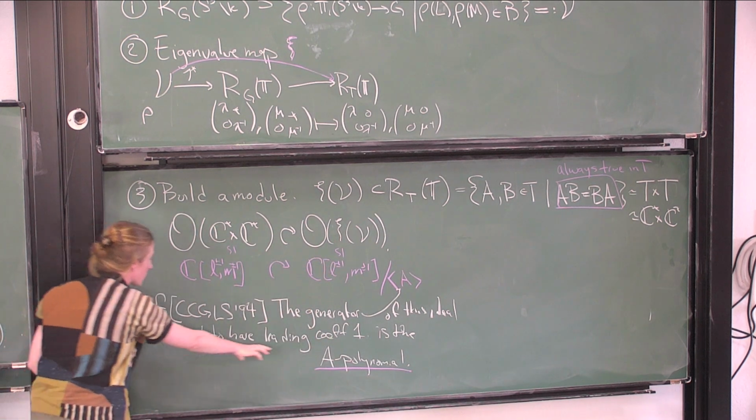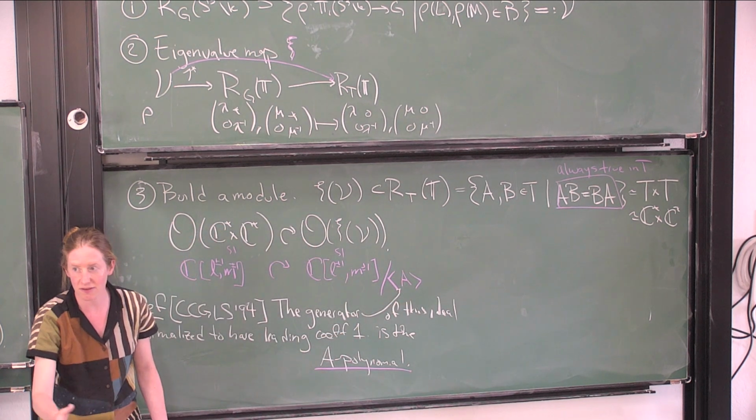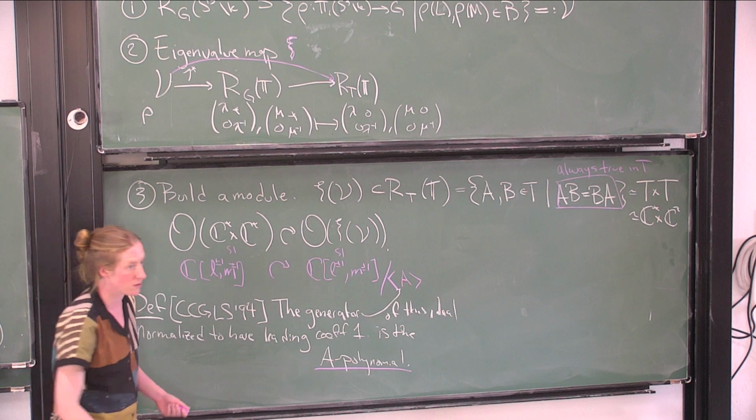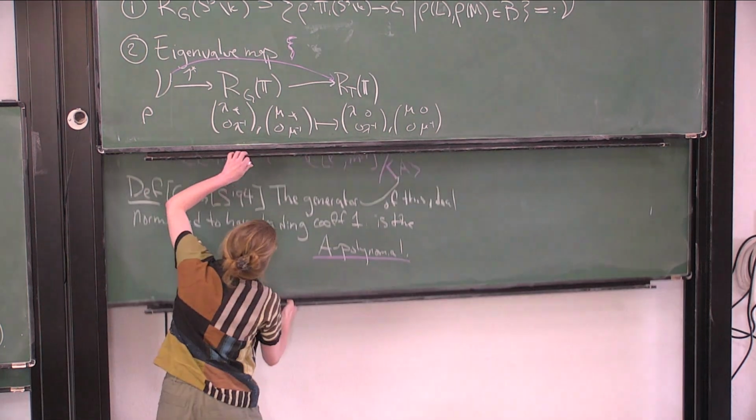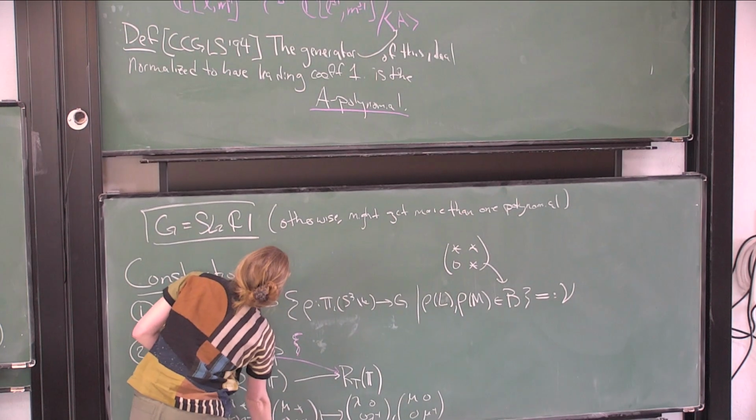This normalization thing, I need it because if you define something as a generator of an ideal, it's only defined up to multiplication by invertible elements. So you have to say which one.